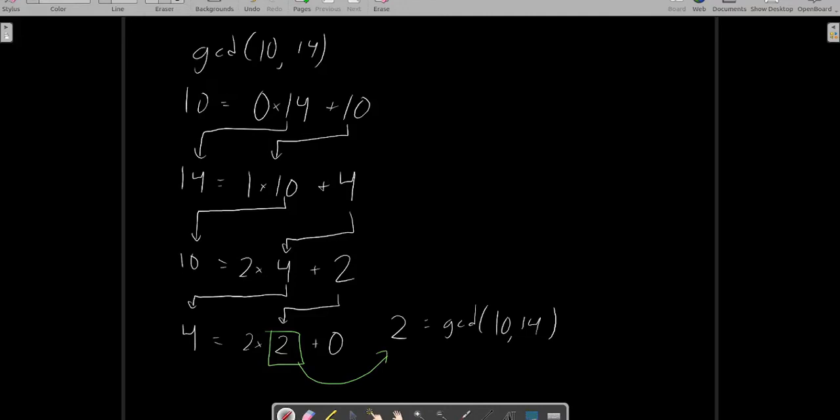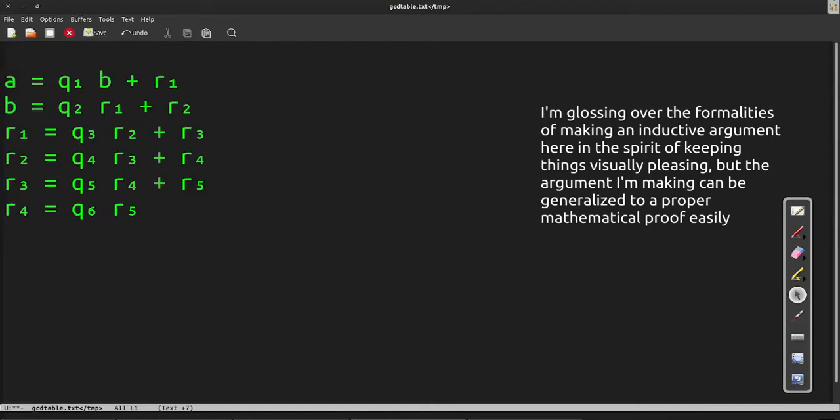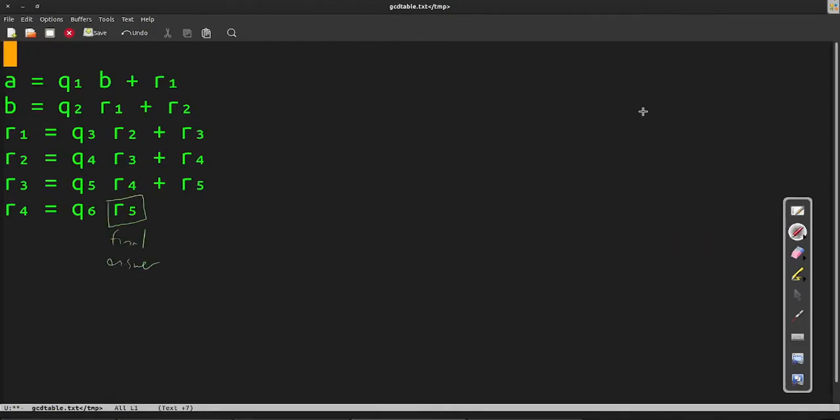Let's assume, for the sake of argument, that our entire Euclidean GCD algorithm took 6 steps. In this example, once we did our 6th iteration, we got a remainder of 0, so R5 is our GCD. First, we want to show that R5 is a common divisor. That is, that it divides evenly into both A and B. Clearly, R5 divides into R4, since R4 is written as a product of R5 with something else.